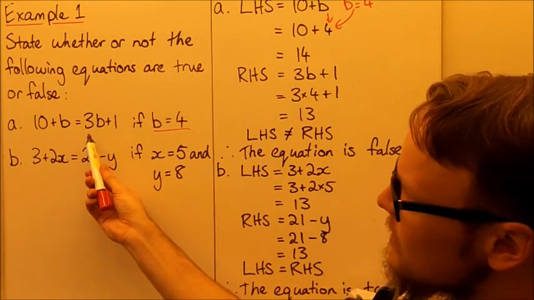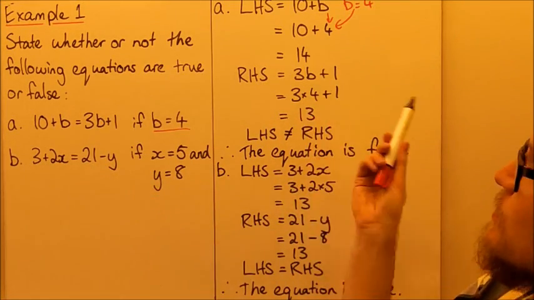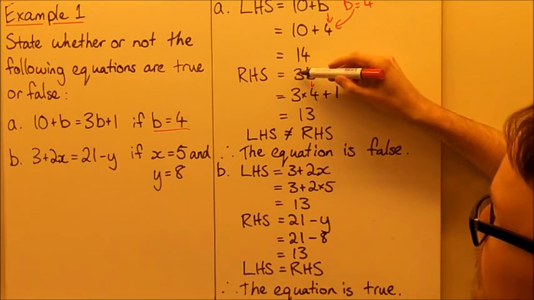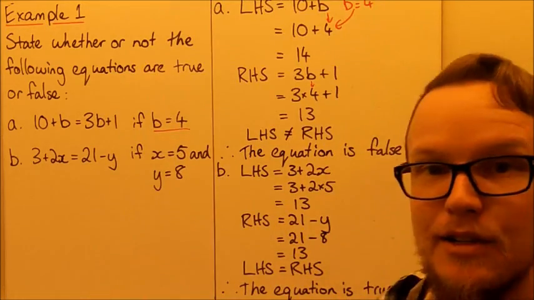So the right-hand side is 3b + 1. We know that b is equal to 4. So we substitute b = 4, and because we've got 3b, that's the same as 3 times b.